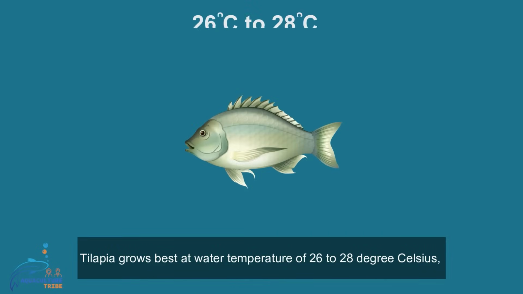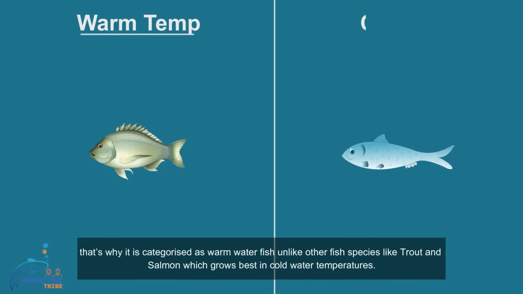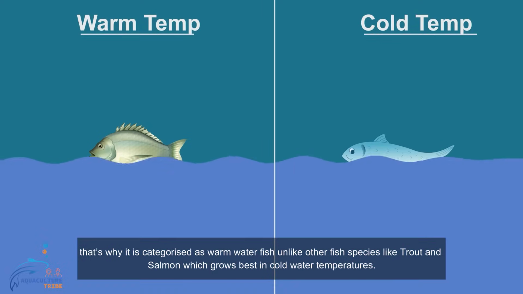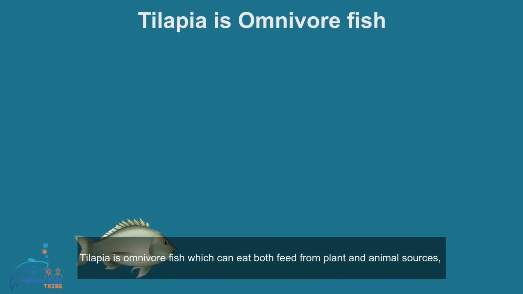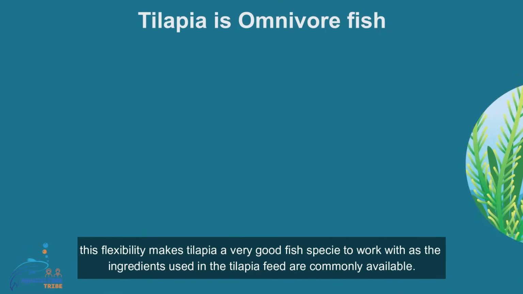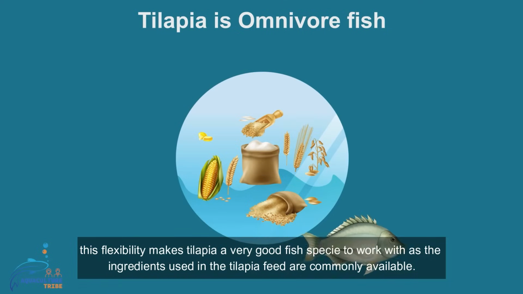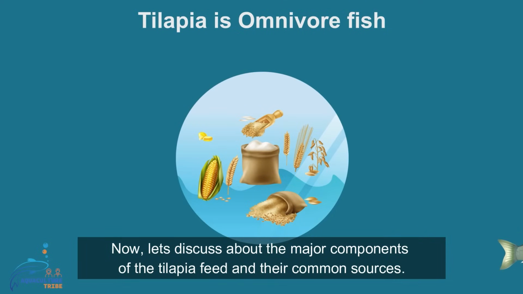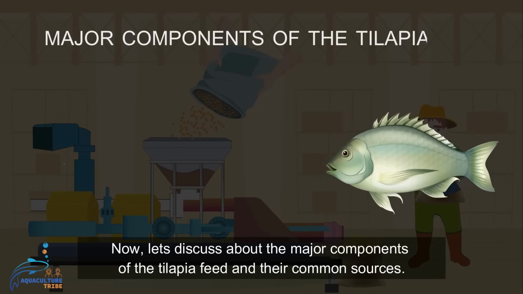Tilapia grows best at water temperature of 26 to 28 degrees Celsius. That's why it is categorized as a warm water fish, unlike other fish species like trout and salmon, which grow best in cold water temperatures. Tilapia is an omnivore fish which can eat feed from both plant and animal sources. This flexibility makes tilapia a very good fish species to work with, as the ingredients used in the tilapia feed are commonly available. Now let's discuss the major components of the tilapia feed and their common sources.